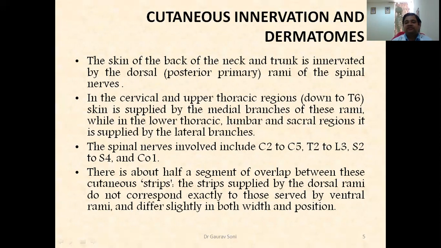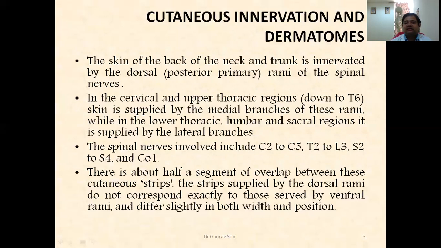The cutaneous means the skin. So the nerves which are supplying skin will be known as cutaneous innervation, and dermatomes is the patch of skin which is supplied by a single spinal nerve. So here you can see the skin of back of neck and trunk is innervated by dorsal, that is posterior primary rami, what I have shown you in the model, rami of spinal nerve.